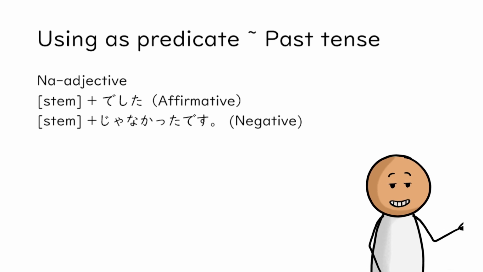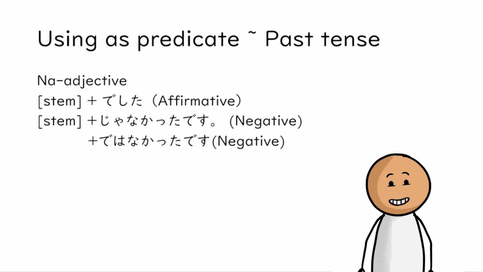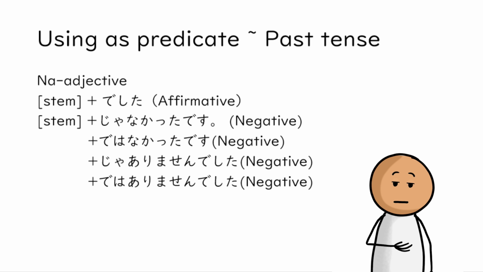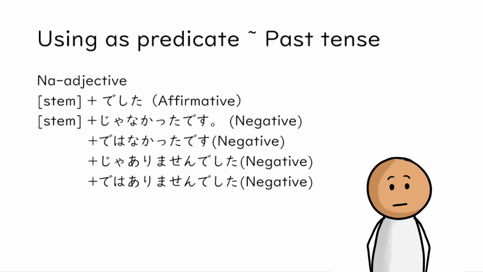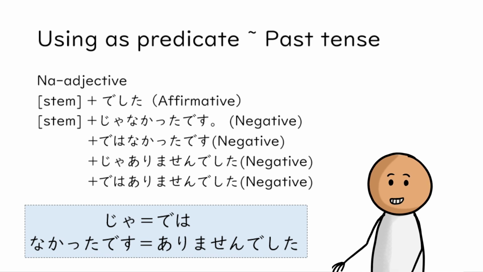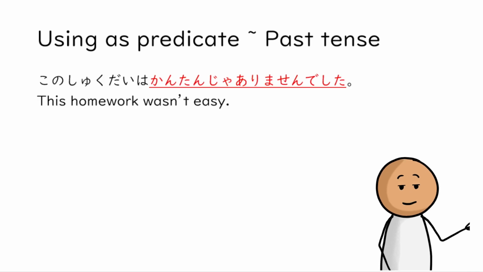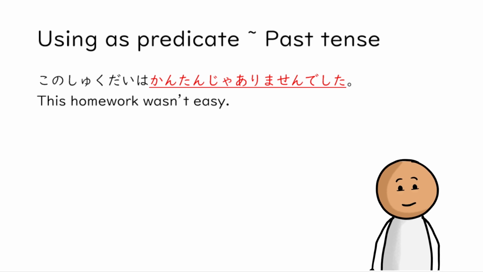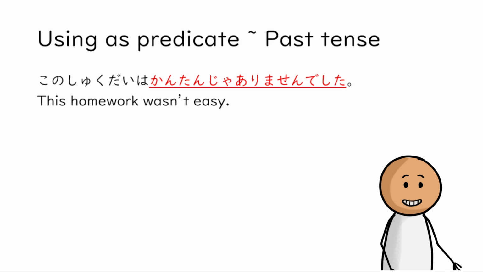Just like non-past negative, you can say じゃなかったです。ではなかったです。じゃありませんでした。ではありませんでした。なかったです and ありませんでした are the same meaning, and じゃ and では are the same meaning, so you have four combinations. Here are some examples. この宿題は簡単じゃありませんでした。This homework wasn't easy. 簡単な is a na adjective, so the past tense negative is 簡単じゃありませんでした。Of course, you can use the other variations as well.